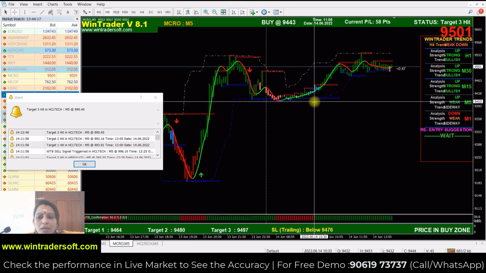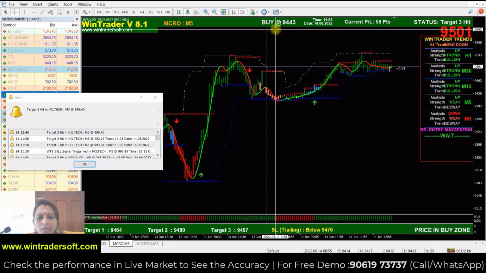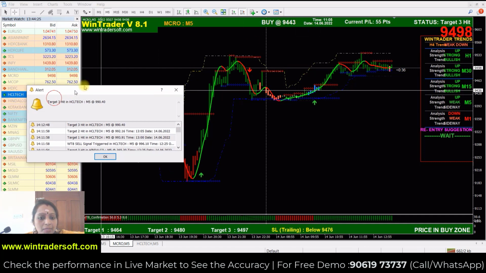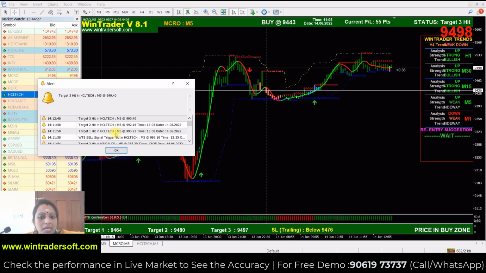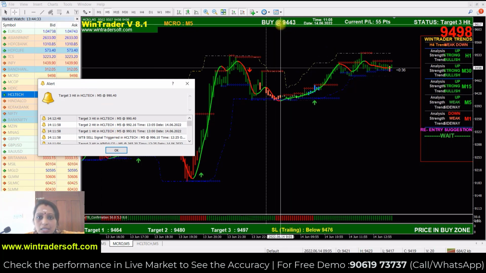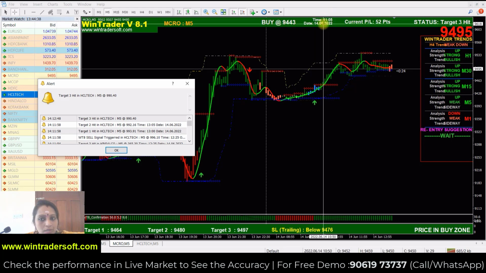After that the market went up and it gave a buy signal, and we got a buy at 9,443. Whenever the software generates a signal, at the same time an alert message will come. In that alert message you will get the entry point. The same details you can also check in the dashboard above: buy at 9,443, and the time is 11:05, today's date.